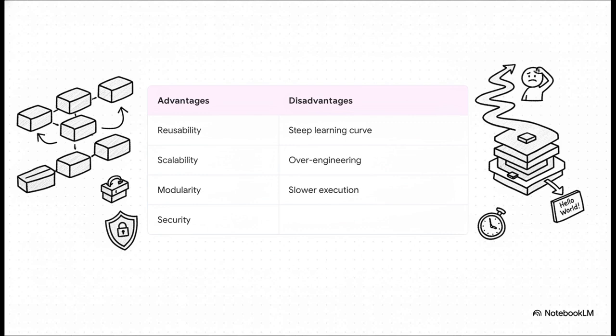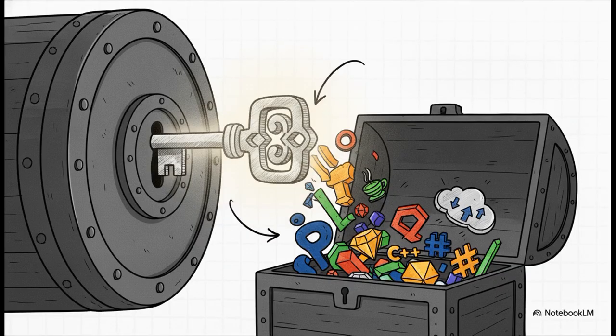But we have to acknowledge the disadvantages too. There's a pretty steep learning curve, the code can sometimes execute a bit slower, and honestly, it is way too easy to over-engineer things. I mean, you really don't need a massive multi-tiered object hierarchy just to print "Hello World" on a screen. But despite those drawbacks, understanding OOP is absolutely essential.